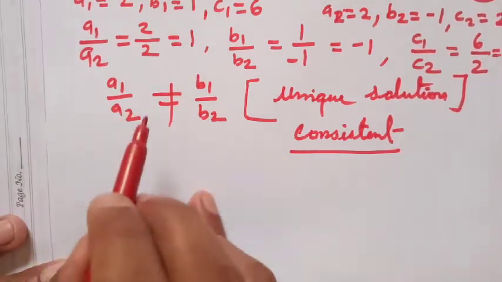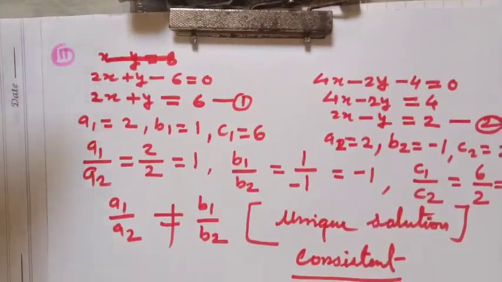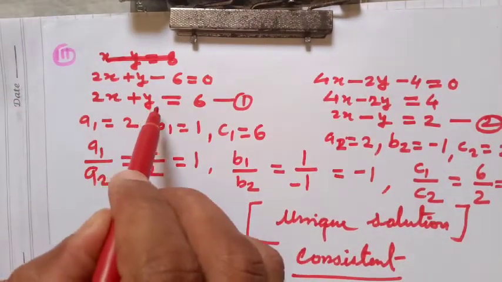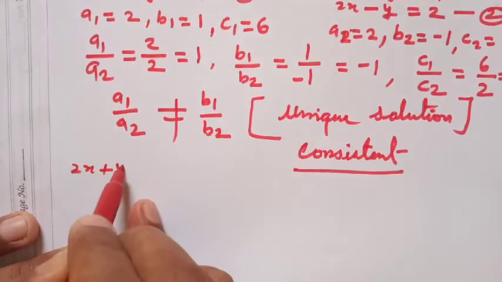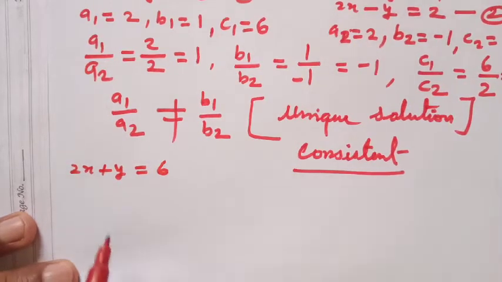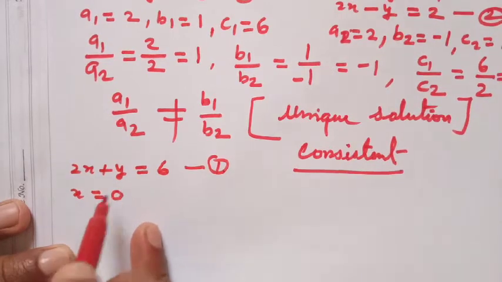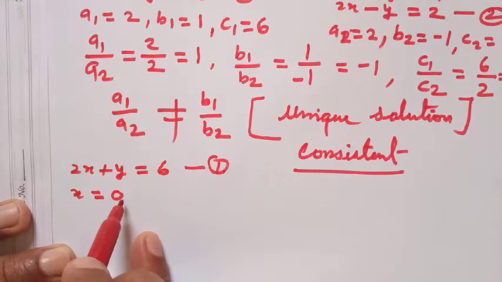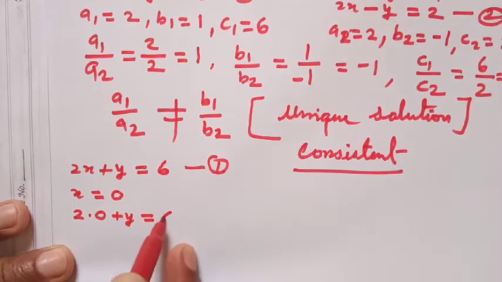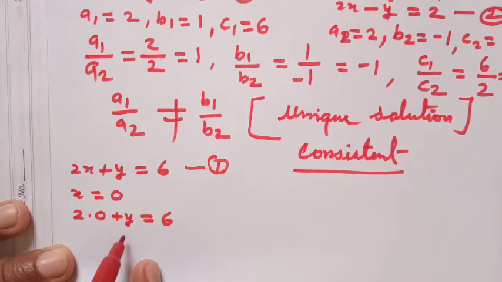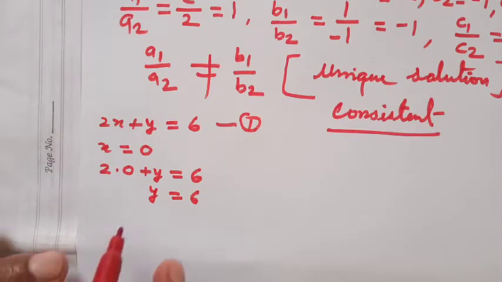So come on, linear equation first. Let us see, 2x plus y is equal to 6, equation first. Now x is equal to 0. Put the value of x here: 2 into 0 plus y is equal to 6. It means y is equal to 6. How? 2 zeros are 0, so the remaining part is y is equal to 6.